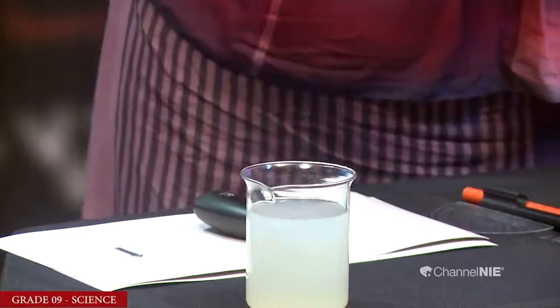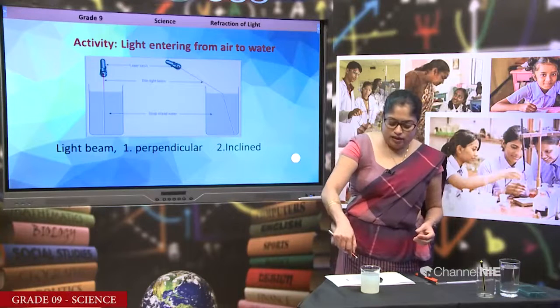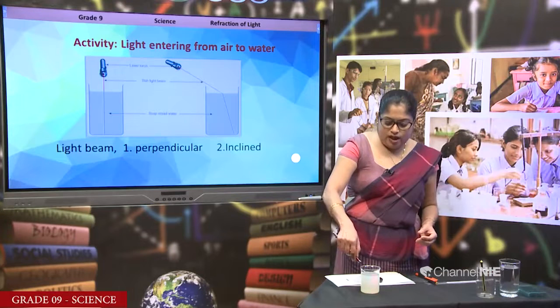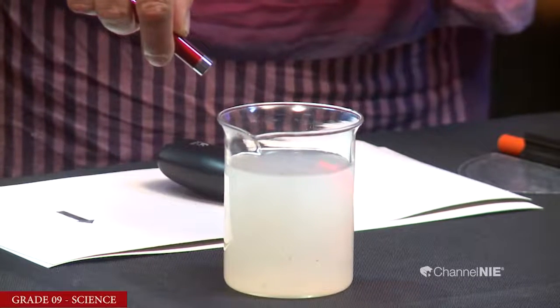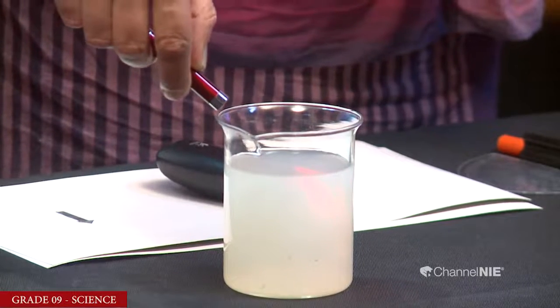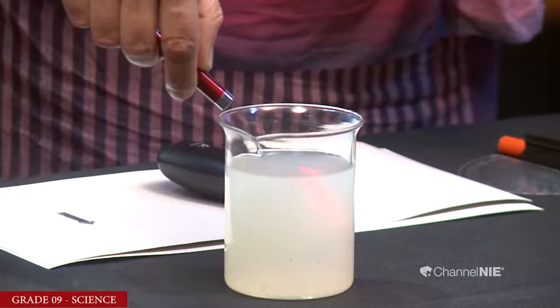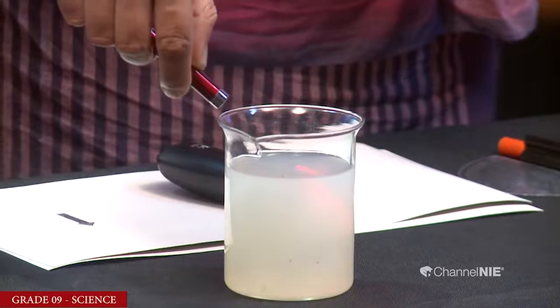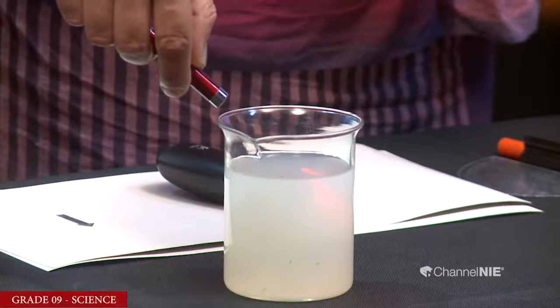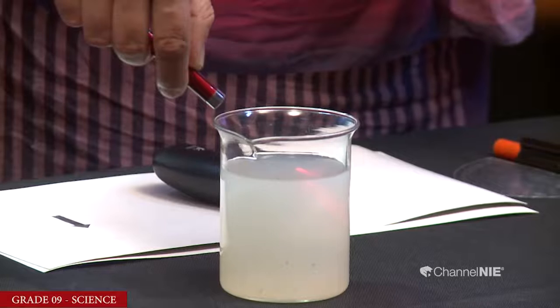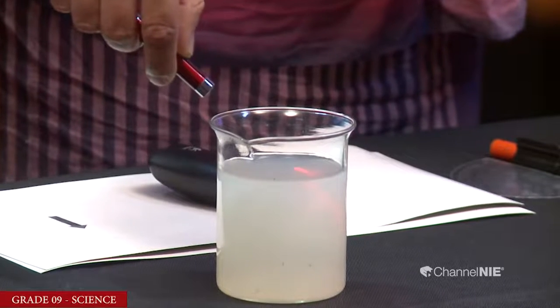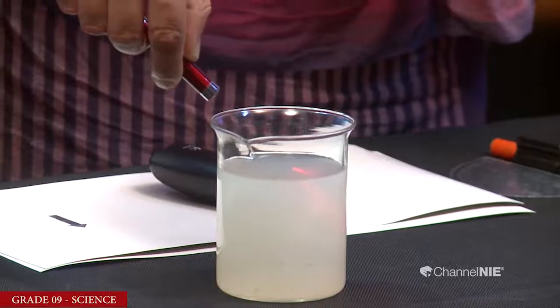And now, I will direct a ray of light at an angle. We call it inclined ray. So, you can see the light ray through water. Observe whether it is in the same direction I am directing the light to the surface. You can see the light ray is bent.